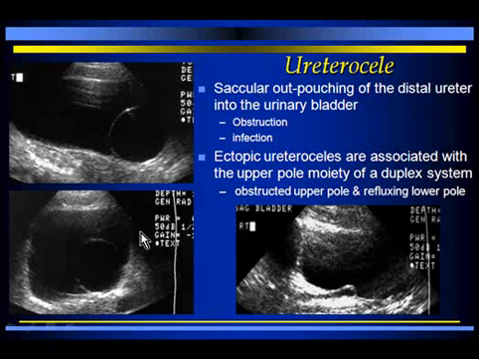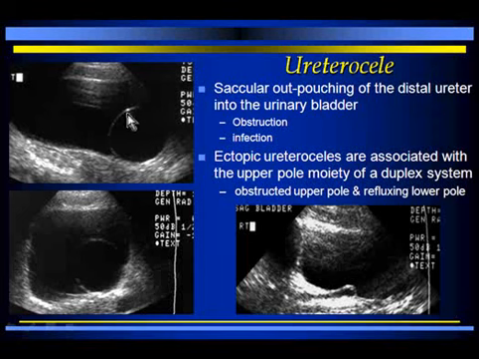Another congenital abnormality which can interfere with bladder function is the ureterocele. Now, as the ureter comes through the bladder wall to empty into the bladder, it comes through an area which we call the ureterovesical junction. Sometimes there's an outpouching of the wall of that ureterovesical junction which goes into the bladder. And that saccular outpouching into the bladder is called the ureterocele.